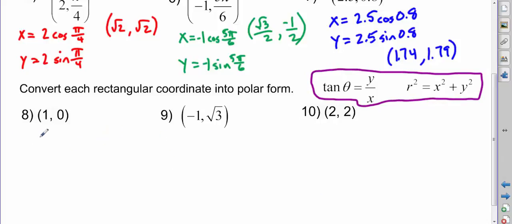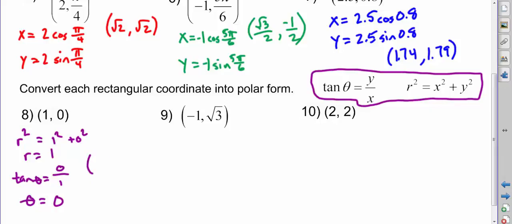So again, remember, polar form is r comma theta. So let's find r first. r squared is equal to 1 squared plus 0 squared. So we know then the r would be exactly 1. Tangent of theta would be the y value divided by the x value, and where that happens, where 0 divided by 1, that's exactly at 0, and that's radians or degrees, your choice, take your pick. So the ordered pair there is 1 comma 0.